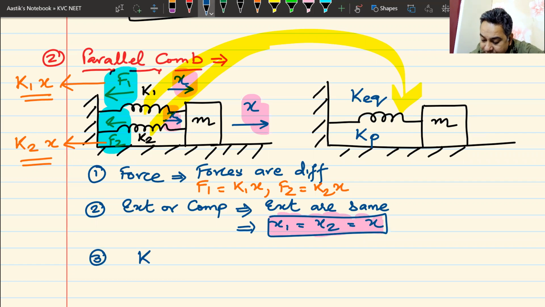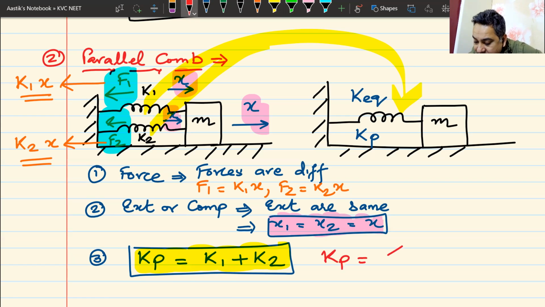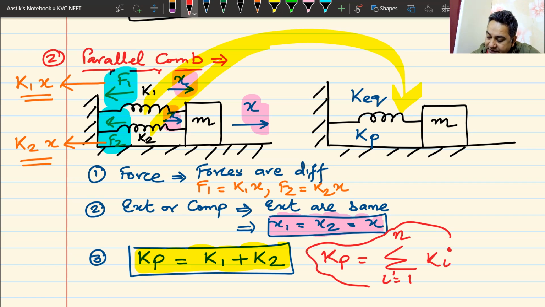What will be the value of KP? KP will be equal to K1 plus K2 in this case. The equivalent spring constant in parallel combination would be equal to K1 plus K2. In fact, if I have more than two springs, I can write KP as the summation of Ki, i going from 1 to n. This is known as the spring constant of the equivalent spring.